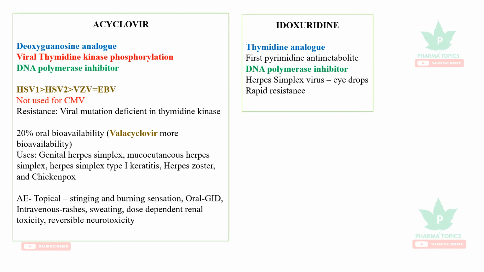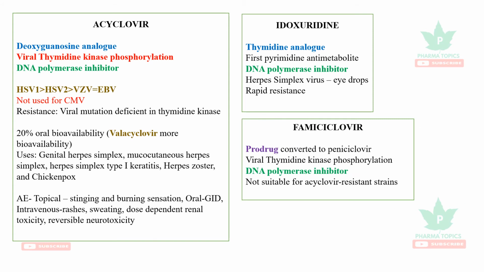The next drug is idoxuridine. It is a thymidine analog. It is the first pyrimidine antimetabolite used as an antiviral. It's a DNA polymerase inhibitor. It is used as eye drops only. It's not used orally. It is used for herpes simplex virus. Due to rapid development of resistance, it is used only in emergency cases.